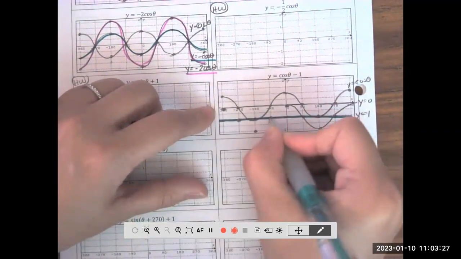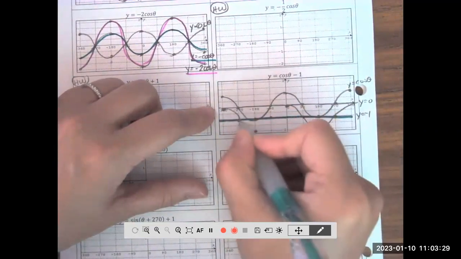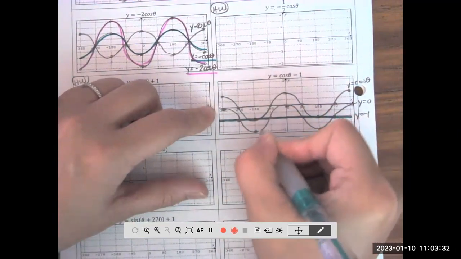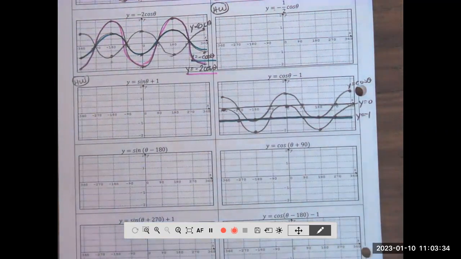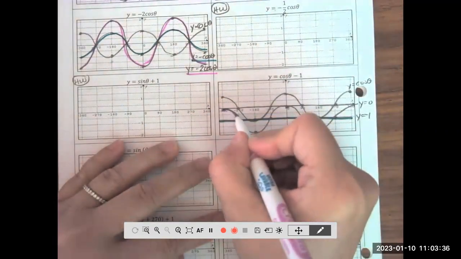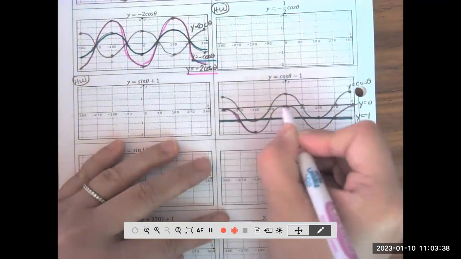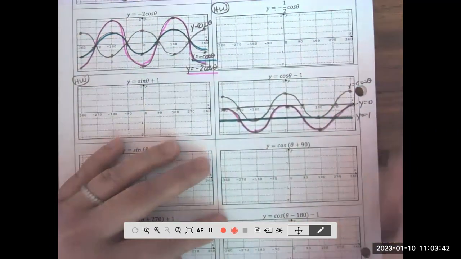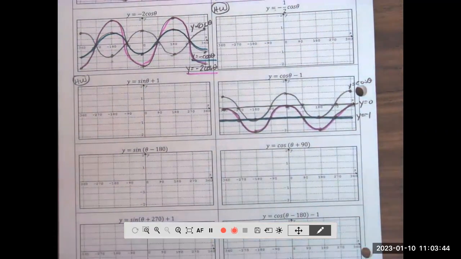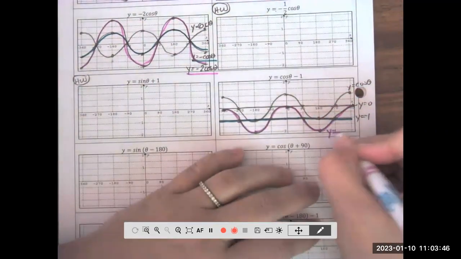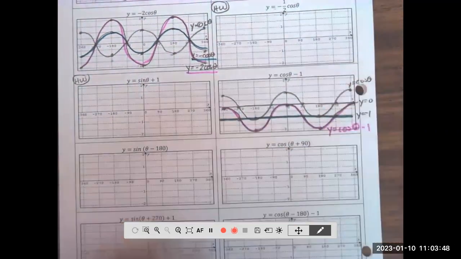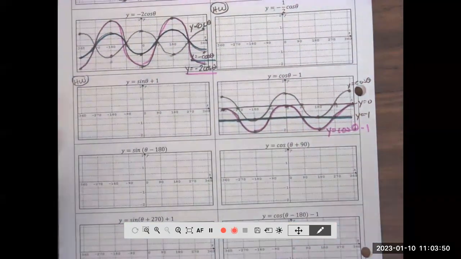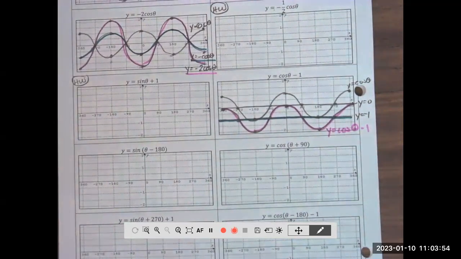And I kind of did something similar when we did rationals, right? I said, okay, pretend that you have new x and y axes. Okay, so here is our final graph. And this one is y equals cos theta minus 1. Okay, so the sine theta is going to be homework, and I want you to do the same thing.